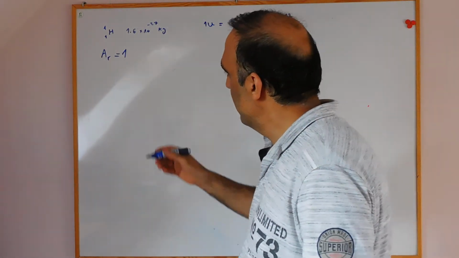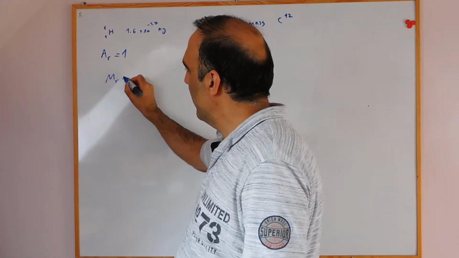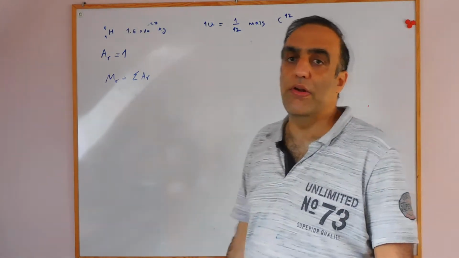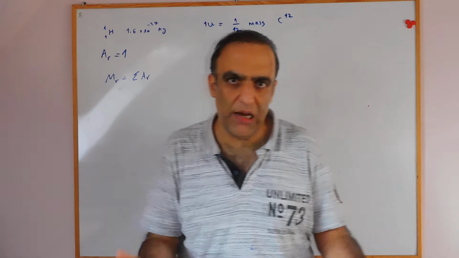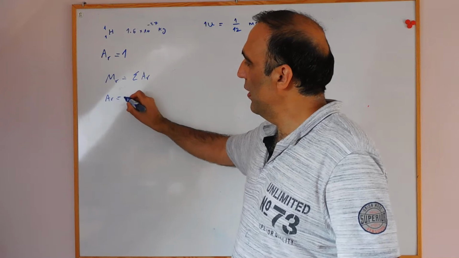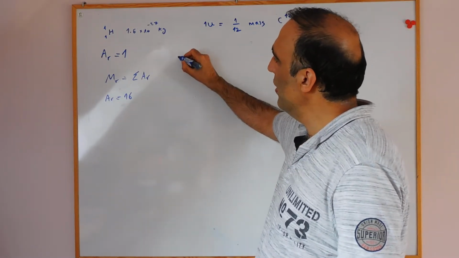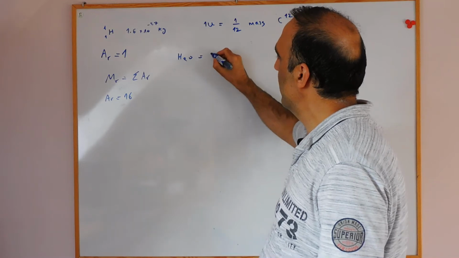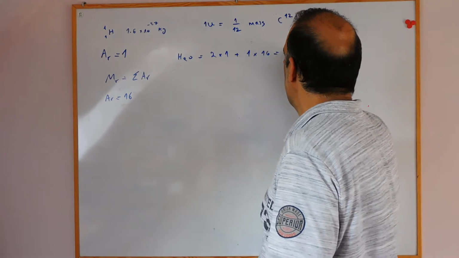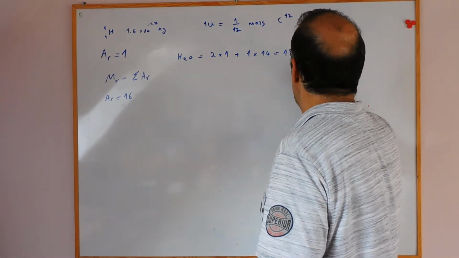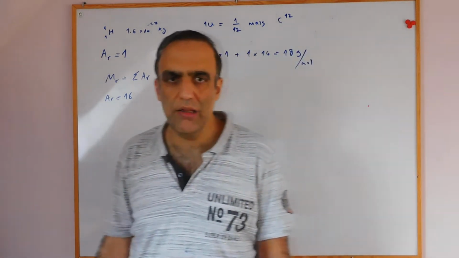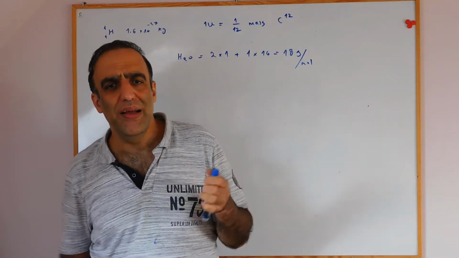And the sum of the relative atomic masses is the relative molecular mass. For example, hydrogen is 1, and oxygen is 16. For water, I can calculate 2 times 1 plus 1 times 16. It is 18 gram per mole. It is a unit which can be used for the molar mass and the molecular mass. And in this case, it is easy.